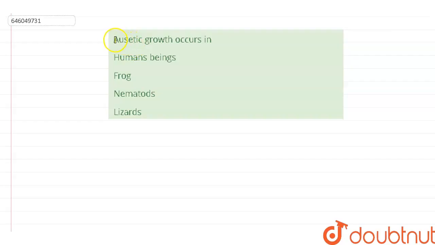Hello everyone. The question that we are going to discuss now is: auxetic growth occurs in, and the options are: first is human beings, second is frog, third is nematodes, and fourth is lizards.